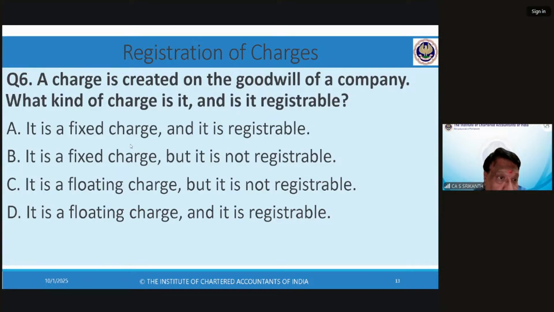Also, the company has to make an application in Form 3. Exactly. Yeah, it's not suo motu. That way it is not suo motu.